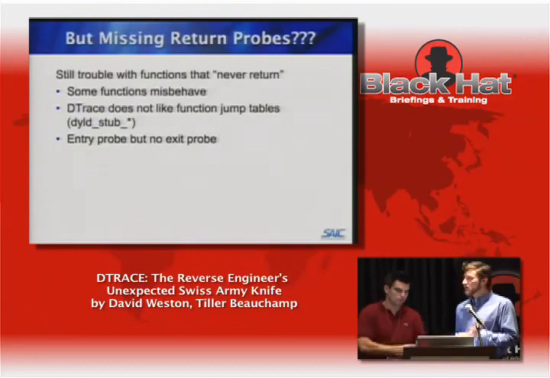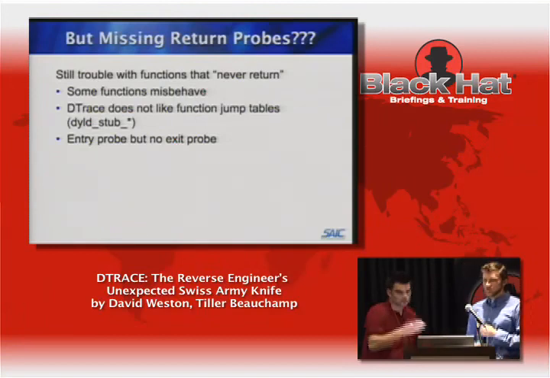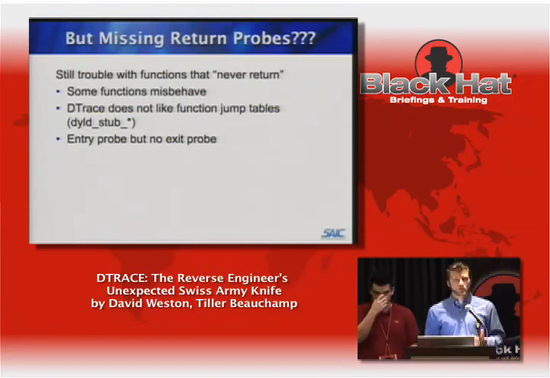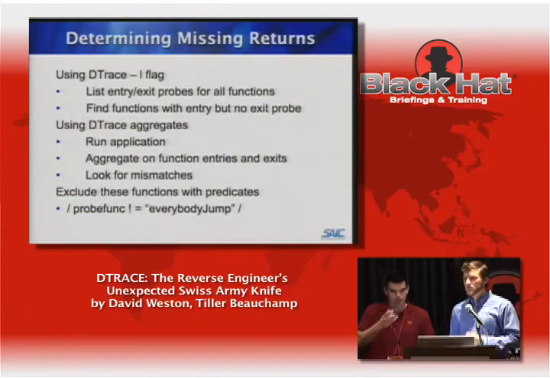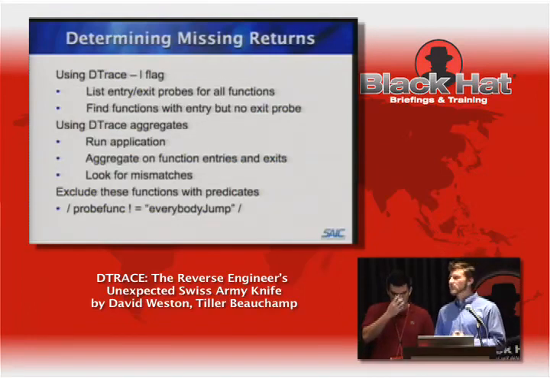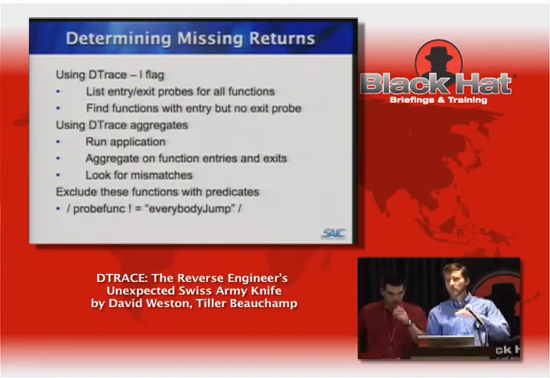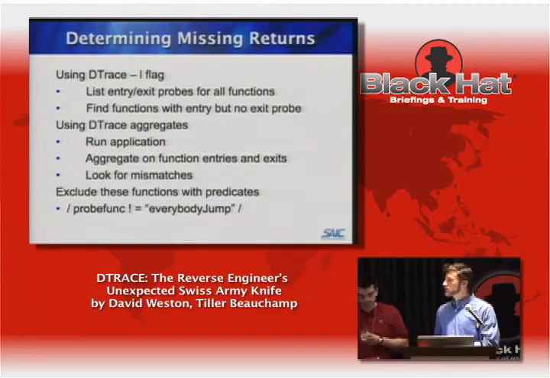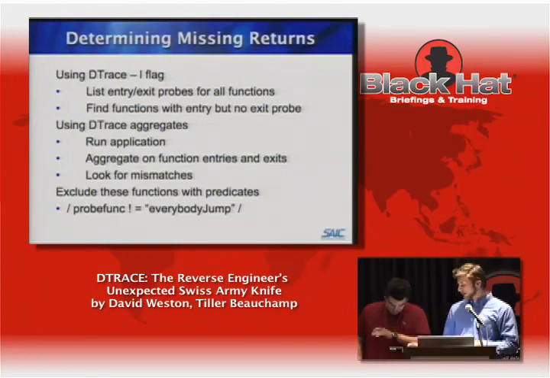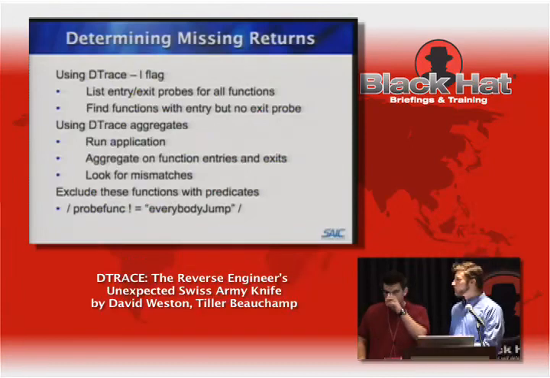Now, we have to deal with missing return probes somehow. Basically, our only option is to exclude them from the trace entirely. So how can we detect them? DTrace can report a list of all probes it knows about. So this is easy. You just print all the entry probes, print all the return probes, find the differences, and exclude those with a predicate like the one at the bottom: the probe function name is not equal to the function name.